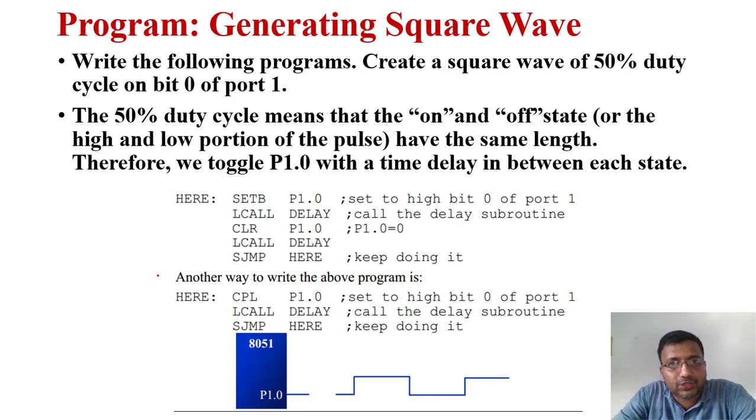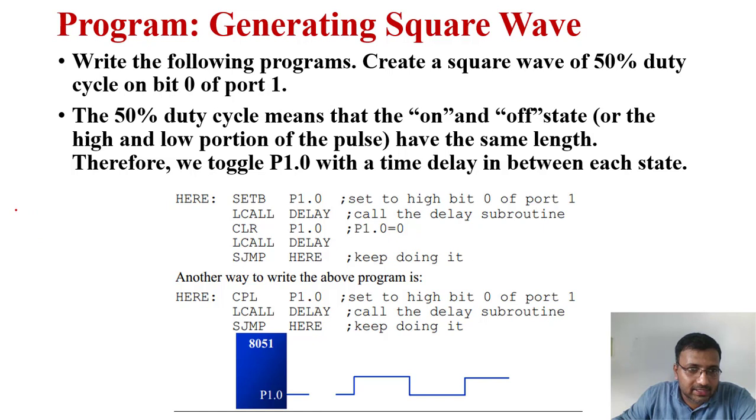Here, write a program to generate a square wave with a 50% duty cycle without using a timer, just by complementing a single bit. So we can set a bit and we can reset a bit and it will generate a square wave. And we are calling a fixed amount of delay in between. So how will it do?